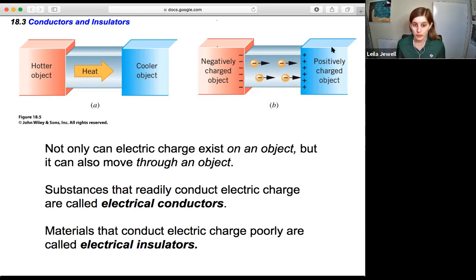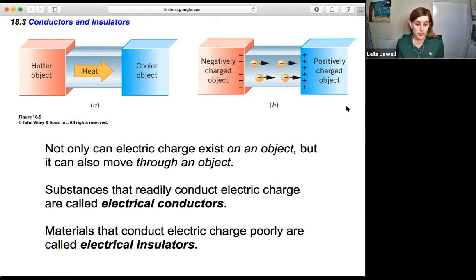So if there's a greater difference in charge, there's going to be more flow, and the two are actually very closely related. So it's a useful analogy to keep in mind that conduction of heat is similar to conduction of charge. Now, substances that readily conduct electric charge are called electrical conductors. So these are things that charge is able to move very easily through.